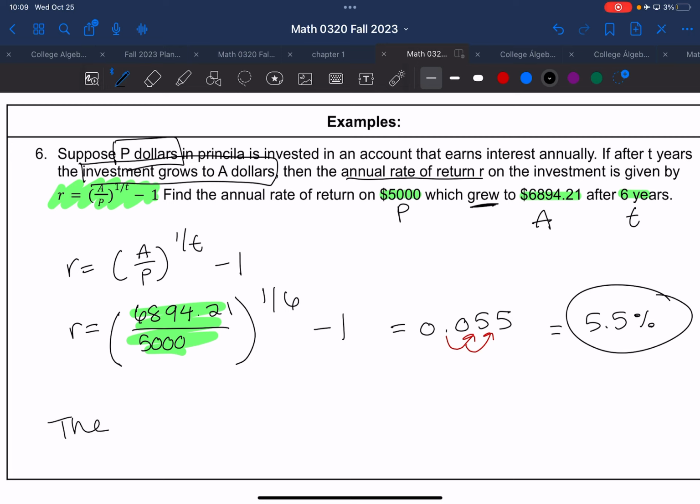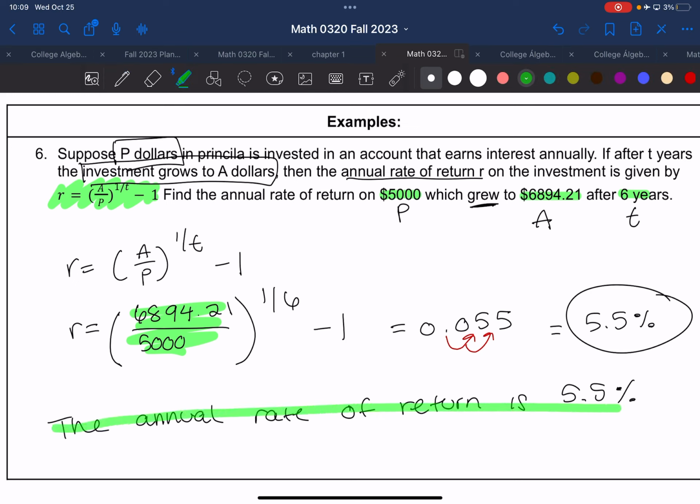Good. The annual rate of return is 5.5%. And that's the answer.